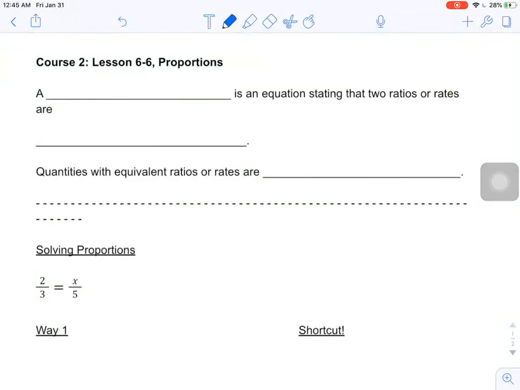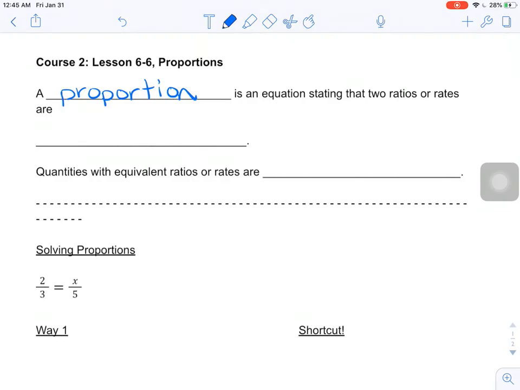Today we're going to work a little bit with proportions. We're going to talk about some strategies for solving a proportion and what that means. A proportion is made up of rates or ratios.